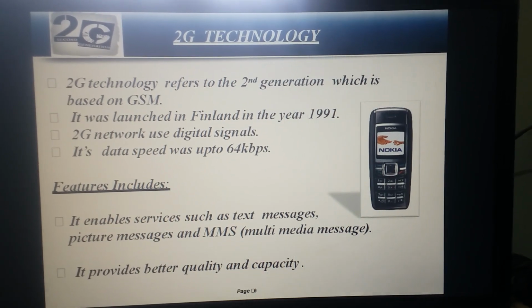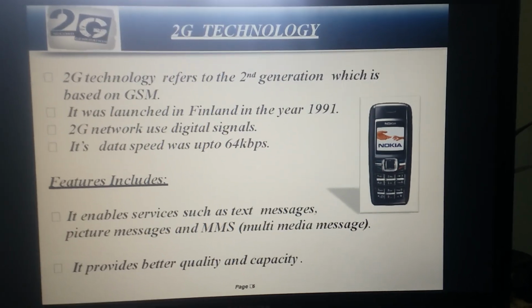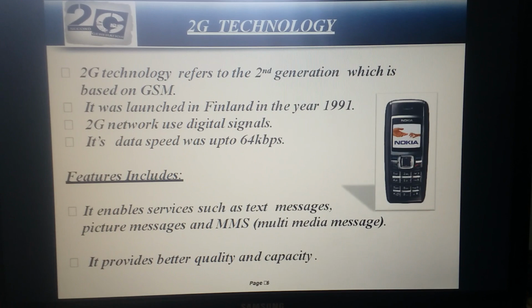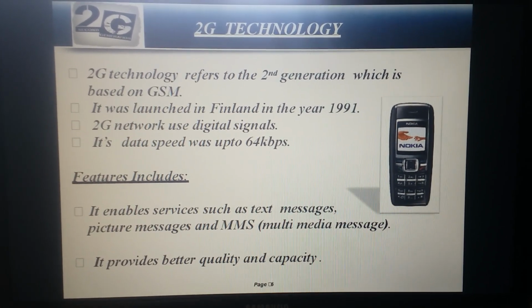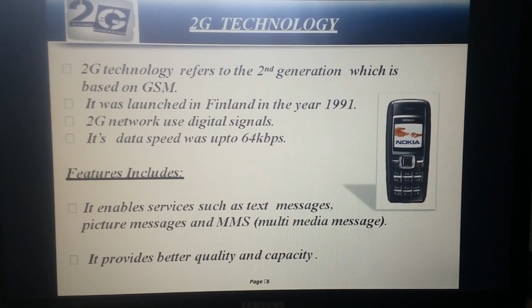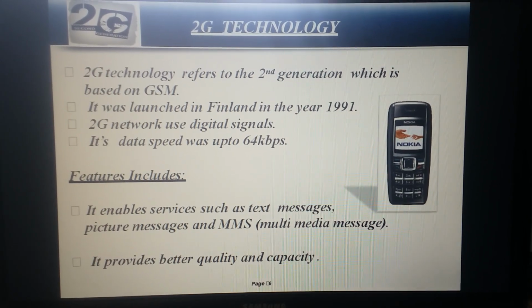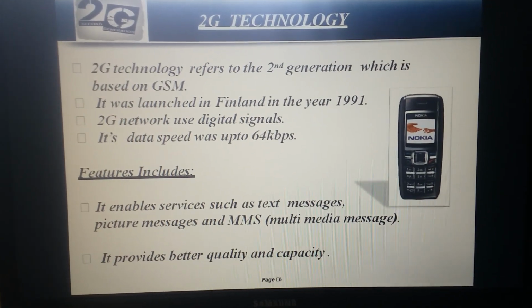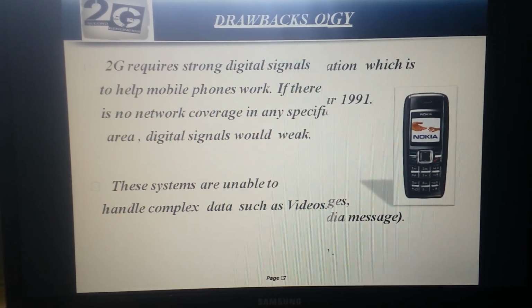GSM. It was launched in Finland in the year 1991. 2G networks used digital signals. Its data speed was up to 64 kbps. It enables services such as text messages, pictures and multimedia messages. It provides better quality and capacity.